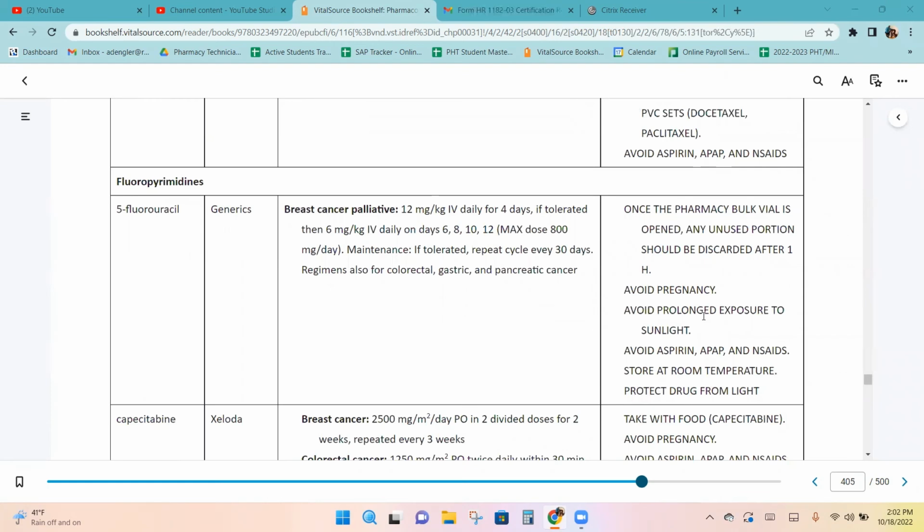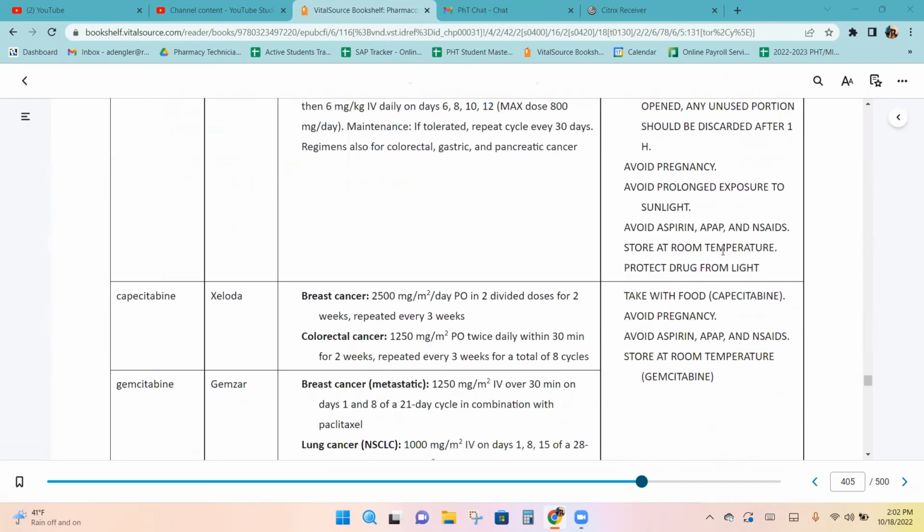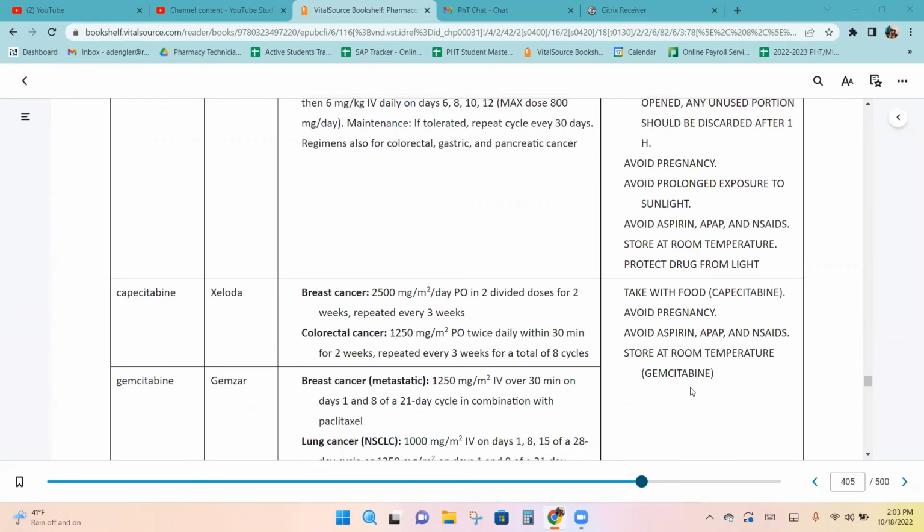For the fluoropyrimidines, for fluorouracil, once the pharmacy bulk vial is open, any unused portion has to be discarded after 1 hour. So that's important to remember. Avoid pregnancy, avoid prolonged exposure to sunlight, avoid aspirin, acetaminophen, and NSAIDs, store at room temperature, and protect the drug from light.